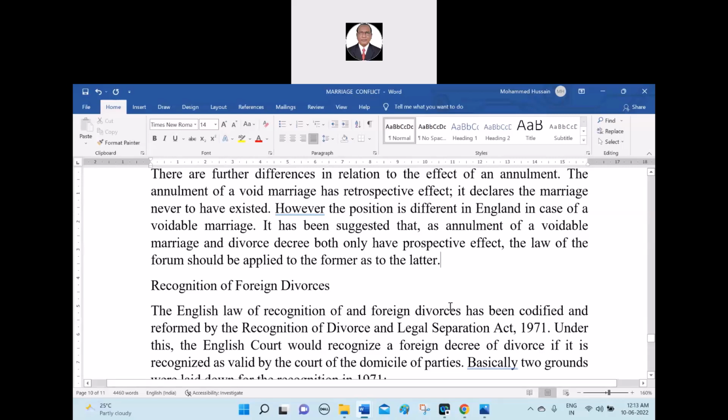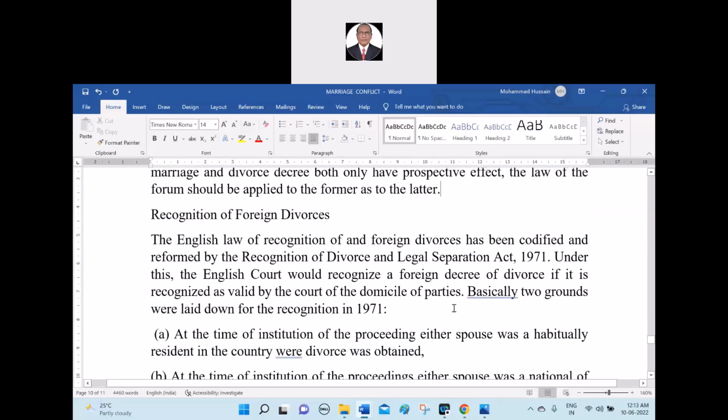And we already read the recognition of foreign divorces. Yes, if it is a valid ground, the divorce is given over there. As it is, the divorce will be recognized by the other country also, provided it is not against their public policy, not against the existing laws or statutes over there. Even a foreign divorce can be automatically followed over there.